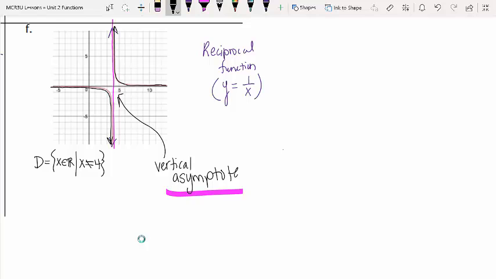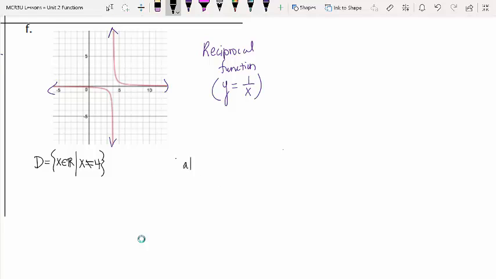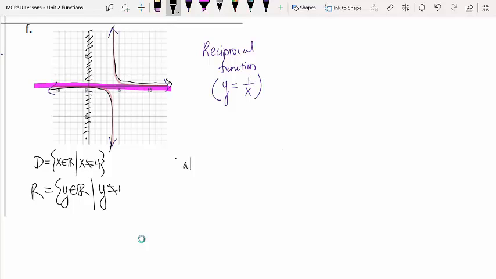Okay, now when we report on the range, it's a similar thing happening here. We have a horizontal asymptote at 0, right? So every y value above 0 is a point on the graph, and every y value below 0 is a point on the graph. But we have a horizontal asymptote right at 0, meaning the graph gets very close to 0 but never touches it. And likewise here, the graph gets very close to 0 but never touches it. Okay, so our range is any y value as long as y is not 0. So we would say y is an element of the real numbers as long as y is not 0. So there is a restriction there for a reciprocal function.